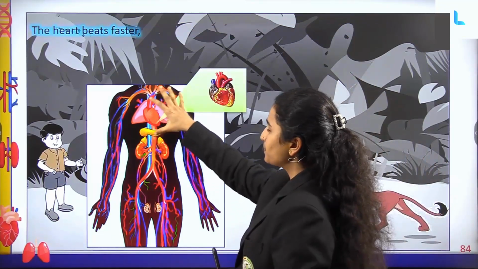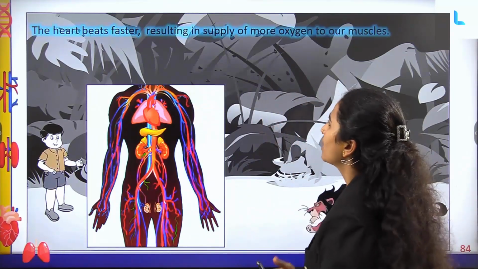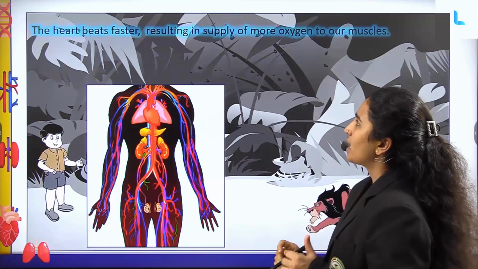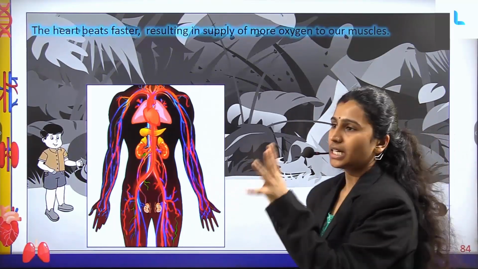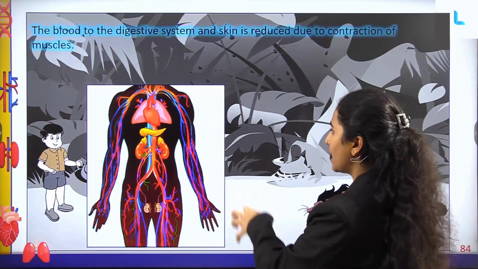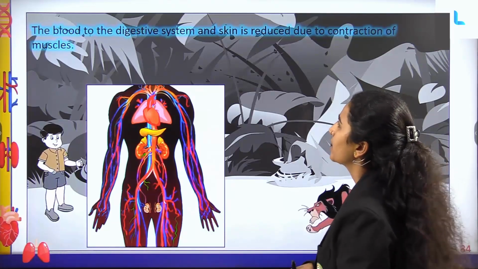So here there are target organs. It will reach the heart and the other organs which are to perform the function. The heart will beat faster, resulting in the supply of more oxygen to our muscles. It will transport the signal, and more blood and more oxygen to the muscles quickly.